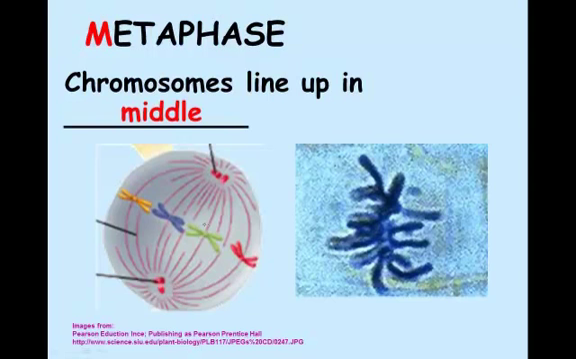Because if one of the chromosomes doesn't get attached to a spindle fiber, when the chromosomes move, that one's going to get left behind, and that means one of the cells is not going to get that chromosome. And that would be very bad for the cell. It's not going to be able to survive if it doesn't have a copy of everything.